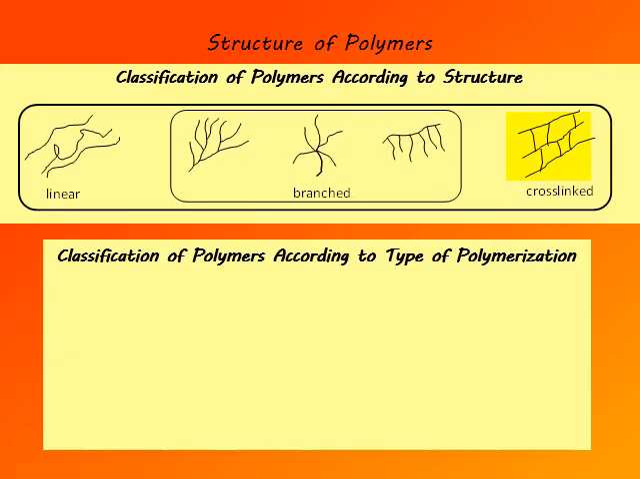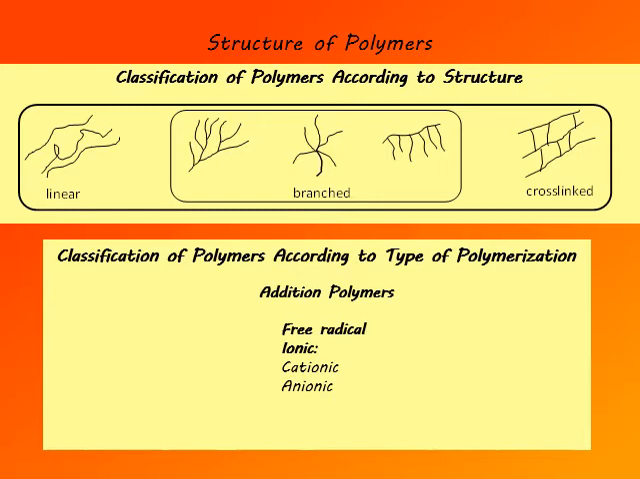In that case, individual straight chains are cross-linked with very short cross-links that connect those individual chains. More common classification is according to type of polymerization. And we have two basic types of polymerization: addition polymerization, which we'll be covering now, and condensation, which we'll cover a little bit later in this chapter.